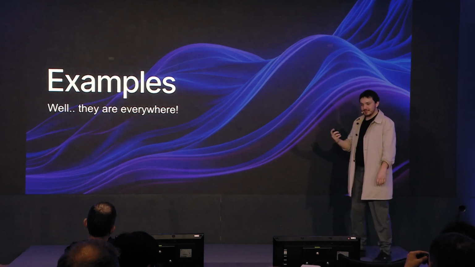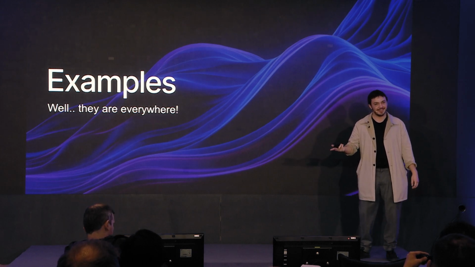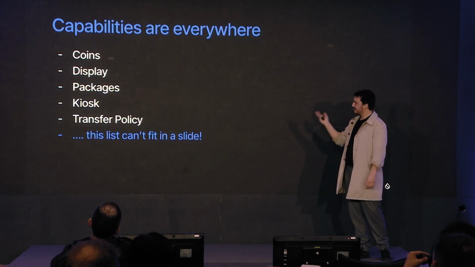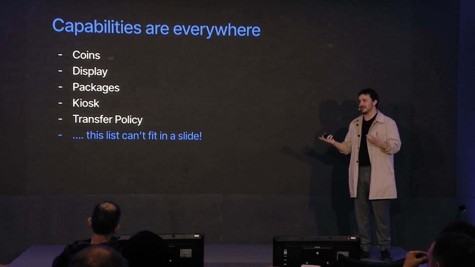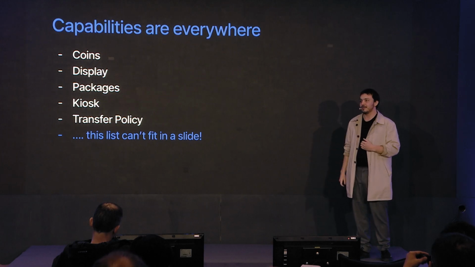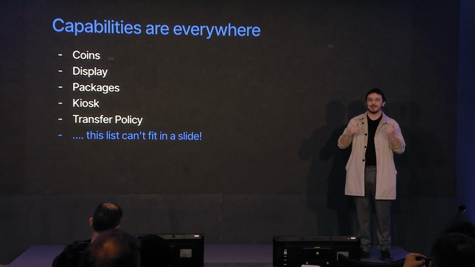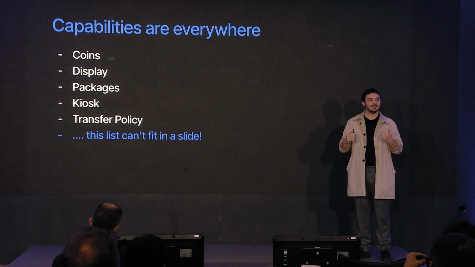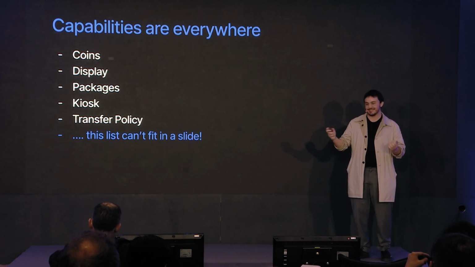And last but not least, we have some examples. Actually, it's only a single slide because these examples are everywhere. If we look at this slide, we can see that we have coins. For coins, we have treasury cap. The treasury cap can mint, burn, or update the coin's metadata. For display, to create the display, we need publisher. Publisher is a capability that we can create when we're publishing the package, and that is the proof that we published the package. So to create a display, we're essentially the creator.